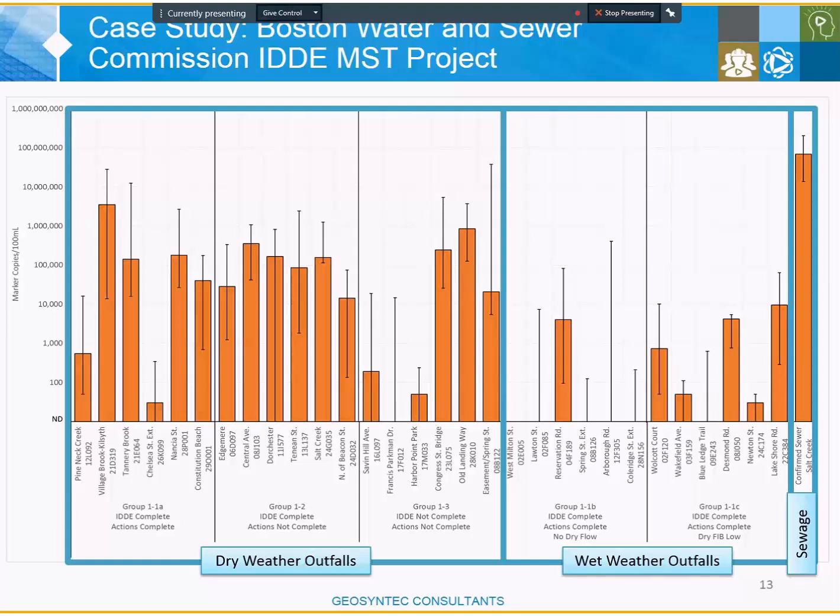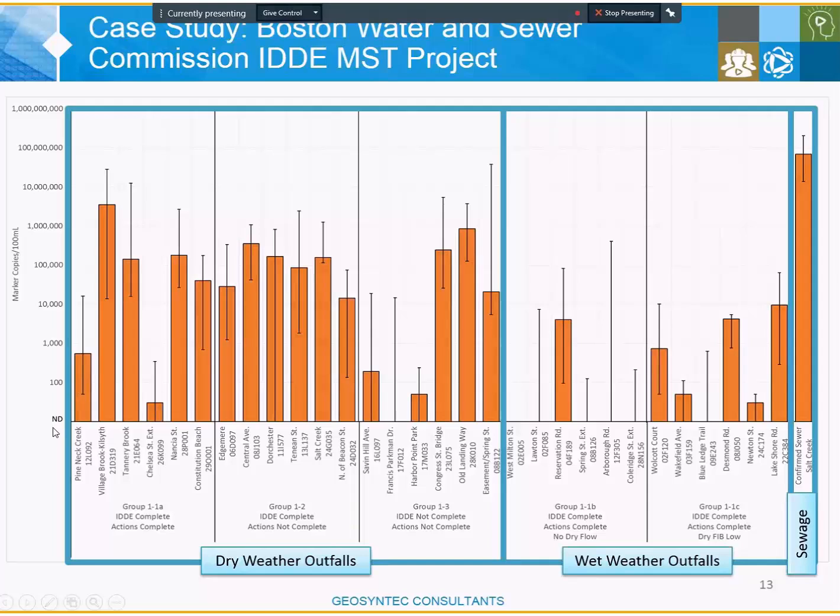So we came in and used MST to essentially evaluate the effectiveness of their IDDE program. And interestingly, we found what we're showing here are log order magnitude copies of the HF183 marker across different subcatchments or MS4 outfalls, and we grouped those outfalls by whether they had IDDE programs complete and the follow-on corrective actions complete. And this is where we would have expected to see low human markers. We found pretty high human markers.